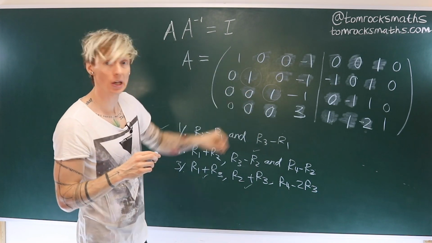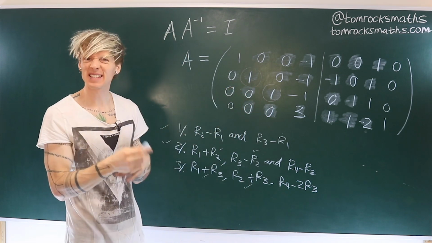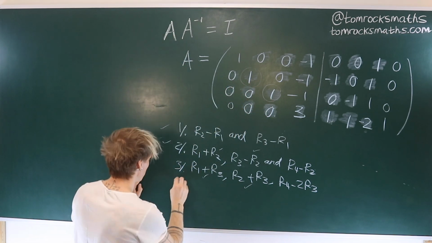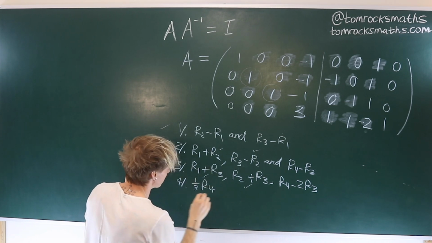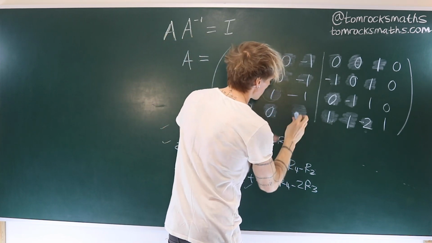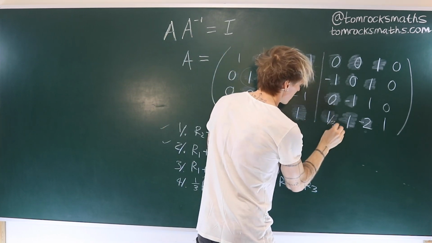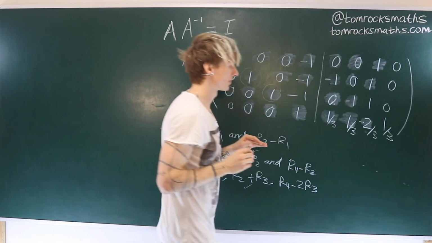Now, we're very close here, just this last column. So I'm going to make things a little simpler, and I'm going to do my fourth ERO is just going to be 1/3 times row 4, just to get this 3 to become a 1. So we can get rid of the 3 and get a 1. This becomes a third, minus 2/3, and 1/3.